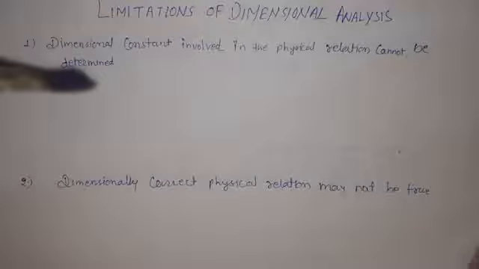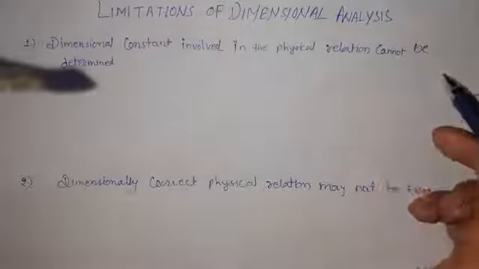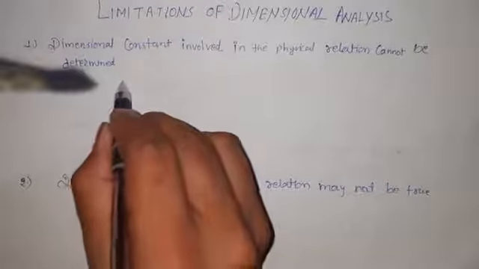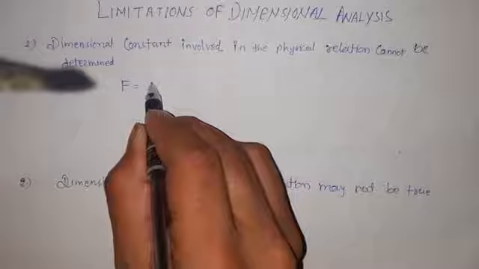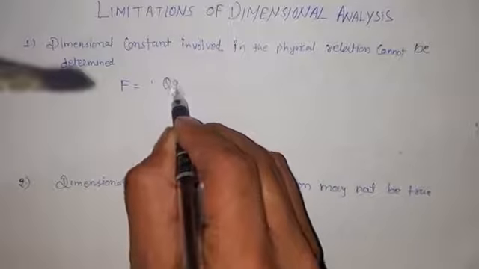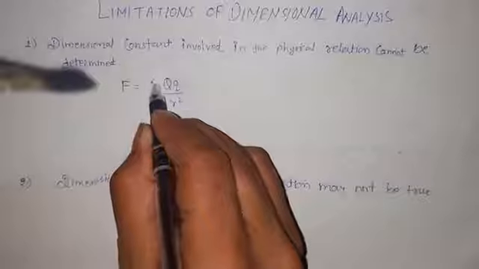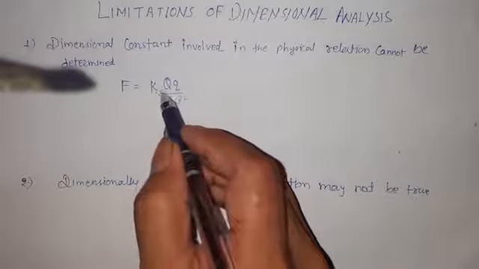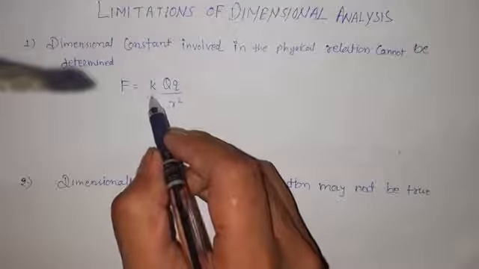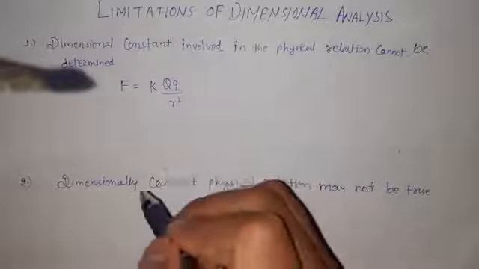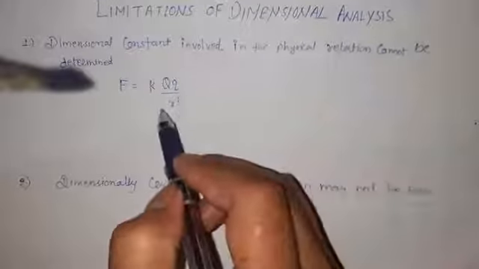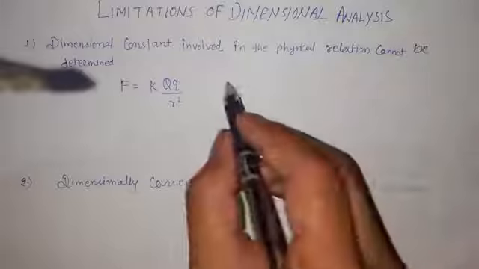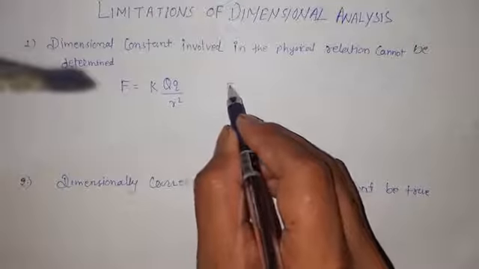The very first limitation is that whenever any dimensional constant is involved, the physical relation cannot be determined. As an example, the force between two charges is given by the product of the charges upon the square of the distance. There we use a constant. It doesn't mean that it is a dimensionless constant; it also has a dimension. But this formula cannot be determined with the help of dimensional analysis, because according to it that constant is dimensionless.